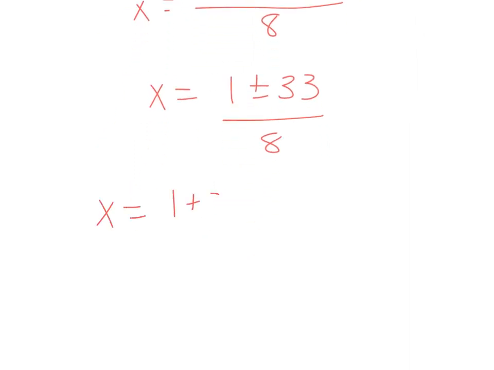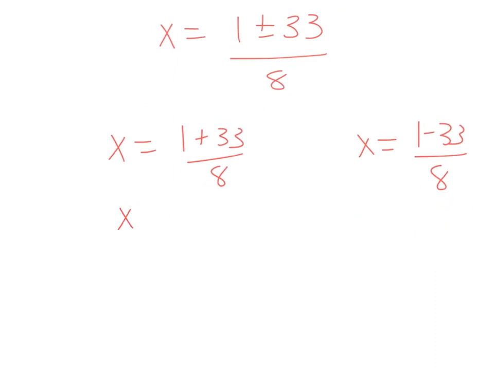Go ahead and break that up into your two answers here. You've got 1 plus 33 divided by 8, and you've got 1 minus 33 divided by 8. On this one, we've got 34 eighths. Now, you can't leave it as 34 eighths. You have to go ahead and reduce that to 17 fourths. If you take 17 divided by 4, that would also be 4.25. I don't care which way you write it. Those would be the same.